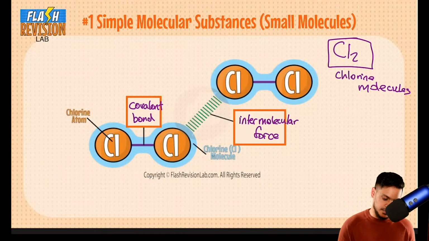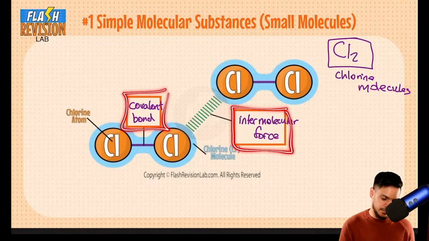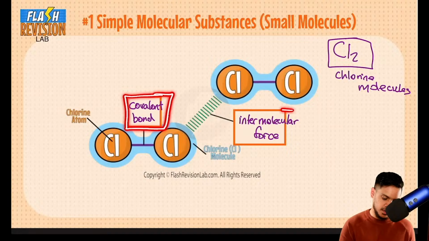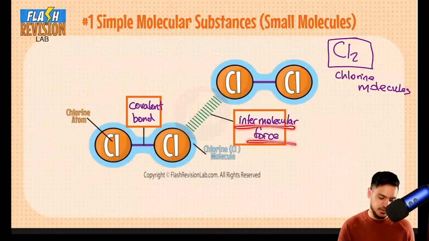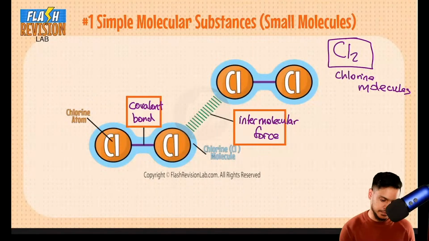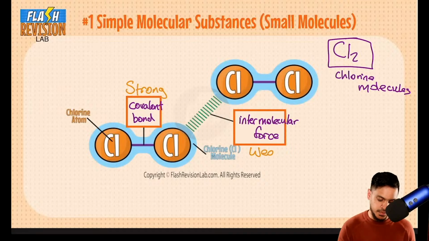Now, the question is, because we're dealing with two different bonds here, covalent bonds and intermolecular forces, which of these bonds need to be broken when you melt something like chlorine? Does anyone know? Are you trying to break the intermolecular force or the covalent bond? It's one of them. And remember, one of them's strong, the other one's weak. So this one is strong. Let me know what you guys think the answer is. This one's weak.